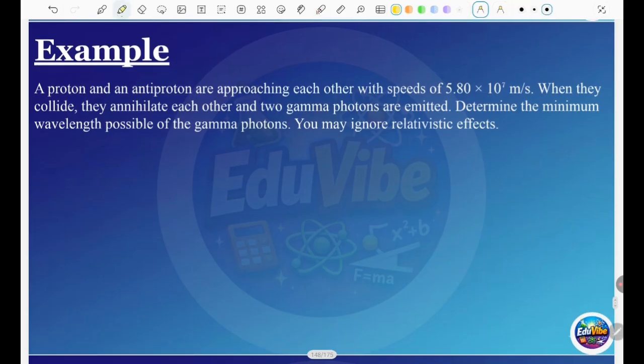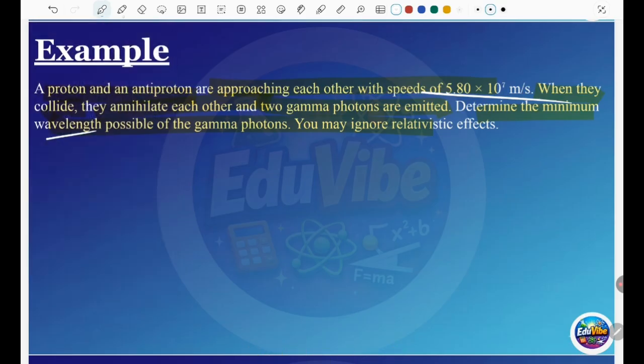So the question says the proton and the antiproton are approaching each other with speeds of 5.8 times 10 raised to 7 meters per second. When they collide, they annihilate each other and two gamma photons are emitted. Gamma means the photon. Tell me the minimum wavelength possible of the gamma photons. You may ignore the realistic effects.